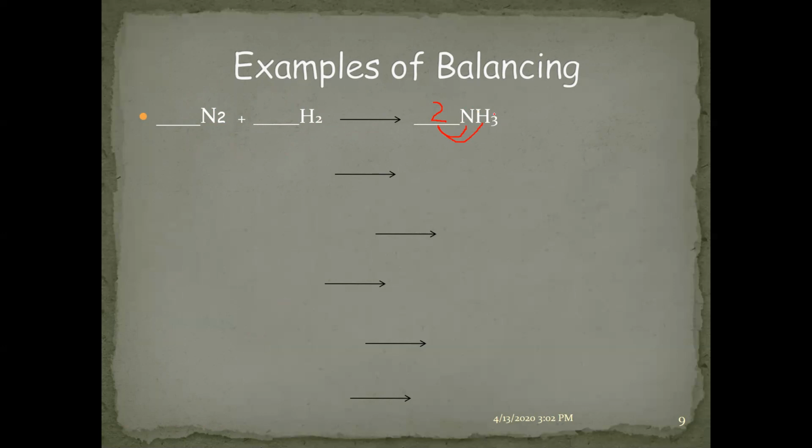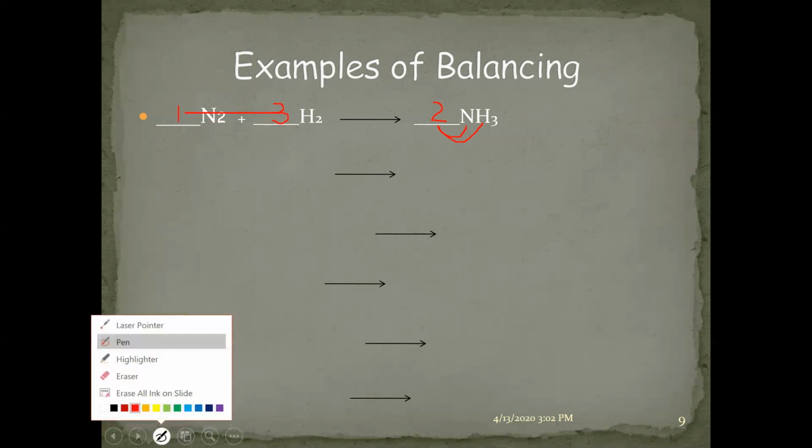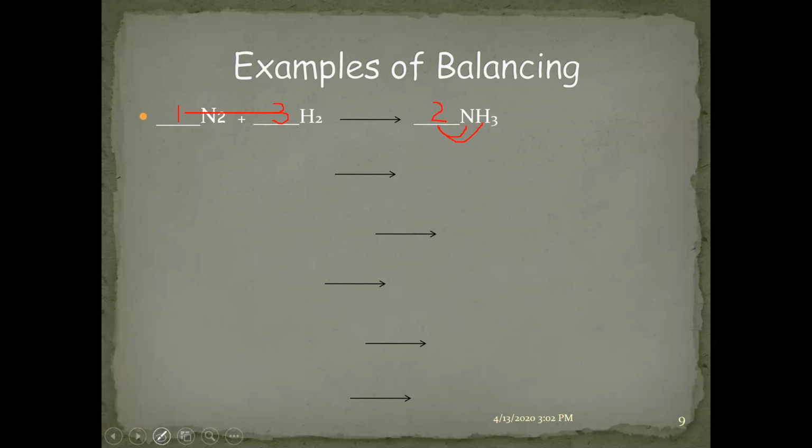My hydrogens on the right side, I have 6. On the left side, there are only 2. So what number times 2 equals 6? That would be a 3. So at this point, I would have a 3 there and I would be balanced. This gets a 1. So at this point, I am balanced. So if I was to look at my numbers, 1, 3, 2. Let's look at the next one.